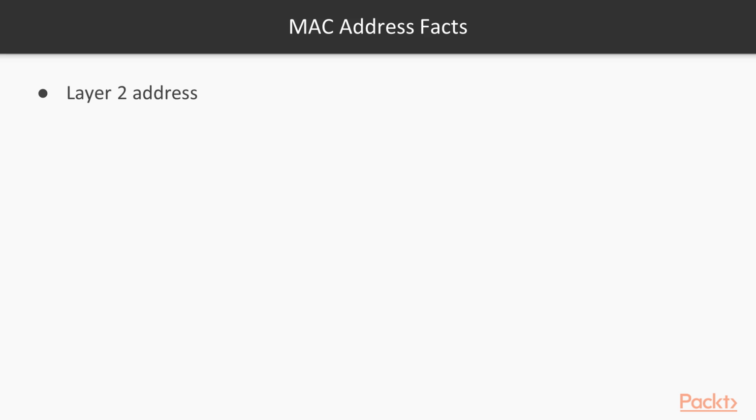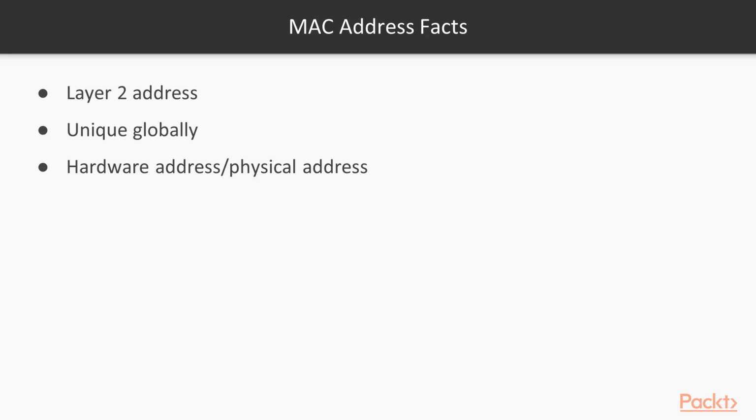First of all, let's review some key facts about MAC address. MAC address is a layer 2 address, and it is globally unique. How? I will show you in the next slide. Hardware address and physical address are other names of MAC address. MAC address is a burned-in address in your network interface card's ROM. So this is why we call it a hardware address, because it's burned into the hardware.